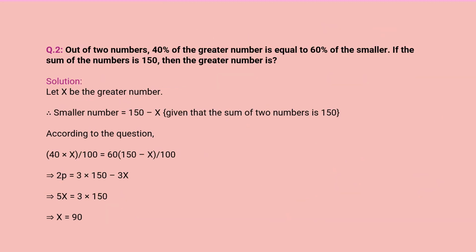So it says out of two numbers, 40% of greater number is equals to 60% of the smaller number. If the sum of the numbers is 150, then you have to find the greater number. So what I have told, whatever you are asked to find, the greater number, we will consider let x is the greater number. Again in the question what is given, the sum of the numbers is 150.